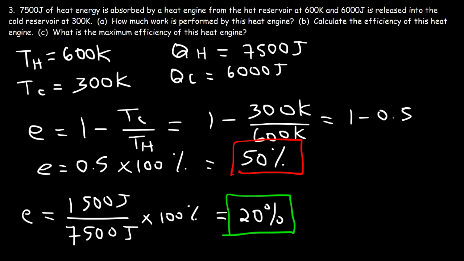So right now, this particular heat engine is not doing too good. It's 20%. So we can probably improve this heat engine, but the maximum efficiency that we can attain is 50%. That's the ideal, given the operating temperatures that we're dealing with.